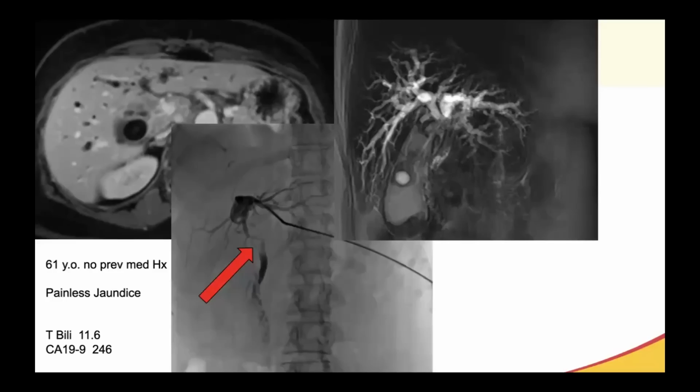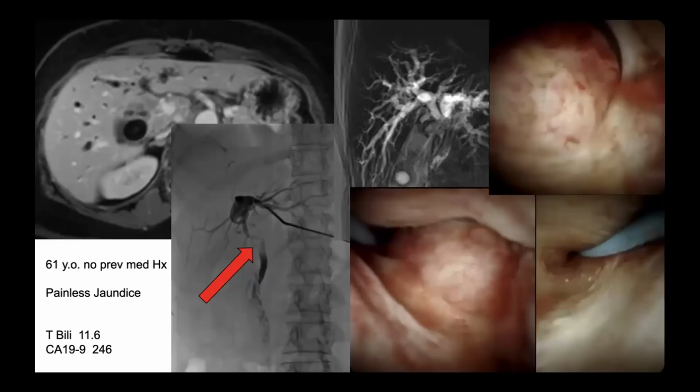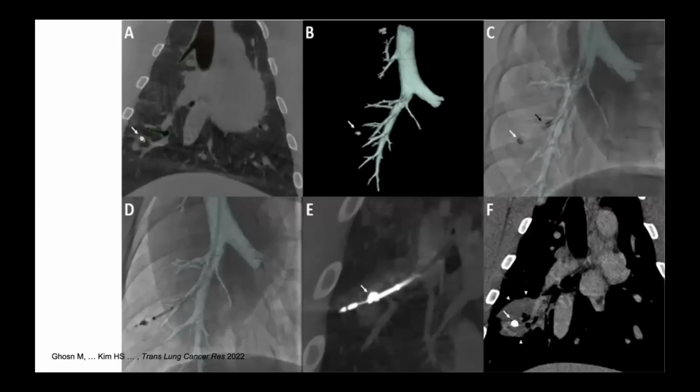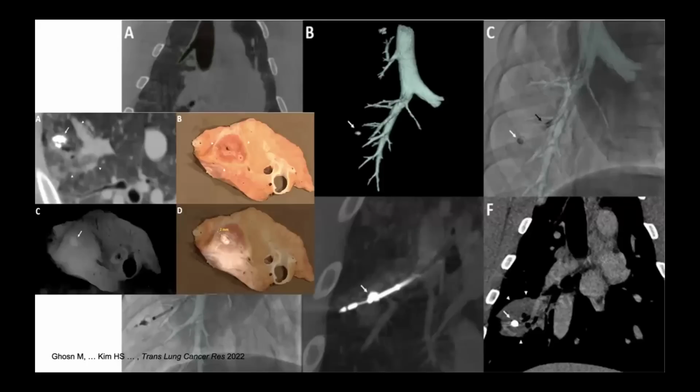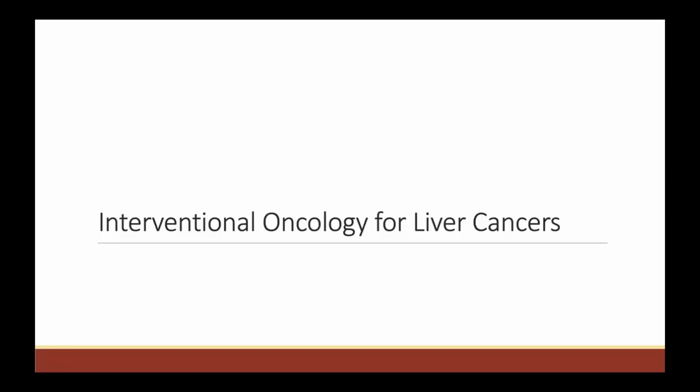In addition to the indirect image guidance, i.e. the MR, CT, and so on, we are also employing direct visualization. So this is the cholangioscopic view of the tumor, and the bronchoscopic view of the tumor as well. All of those help to deliver better, more precise treatment for our patients.